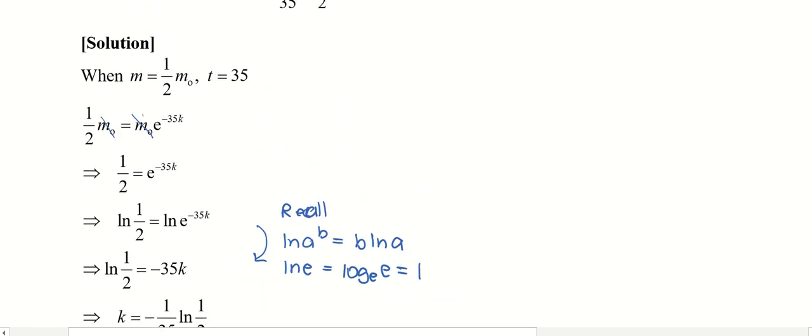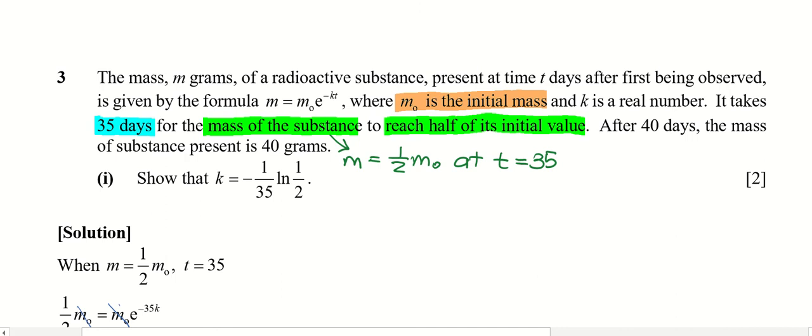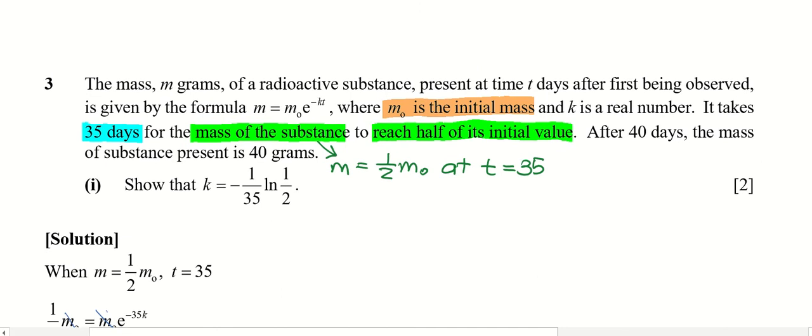As I want to find m naught, let's look back at the question. What do I have? My main aim is to find m naught. If I want to find m naught, see that I have to fill in my m, I have to fill in what is my k, and I have to fill in what is my t.